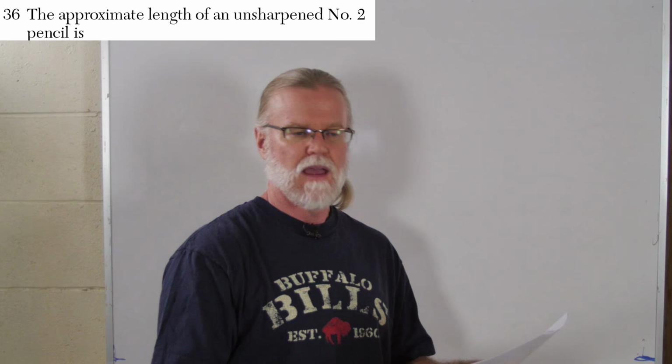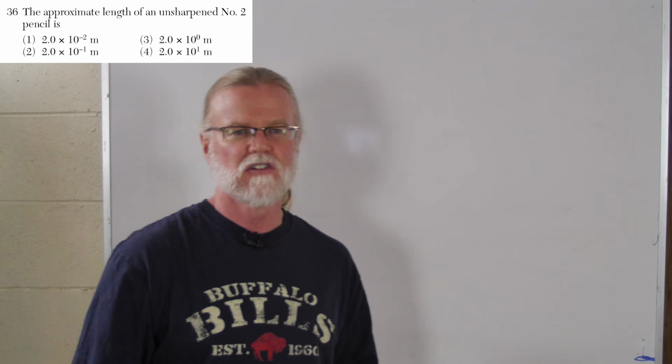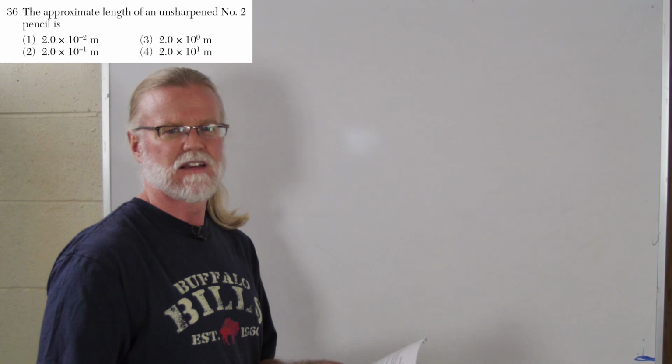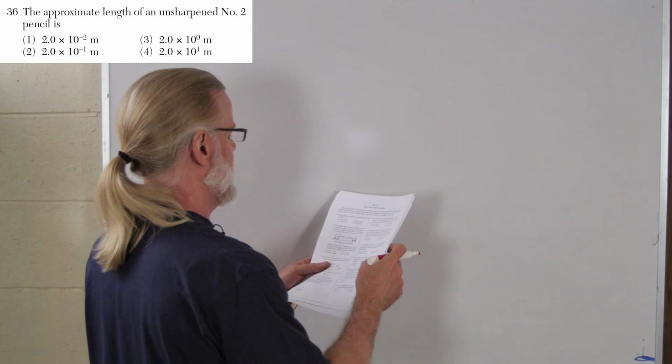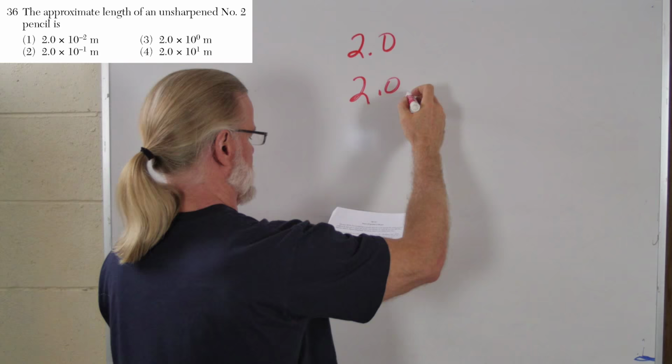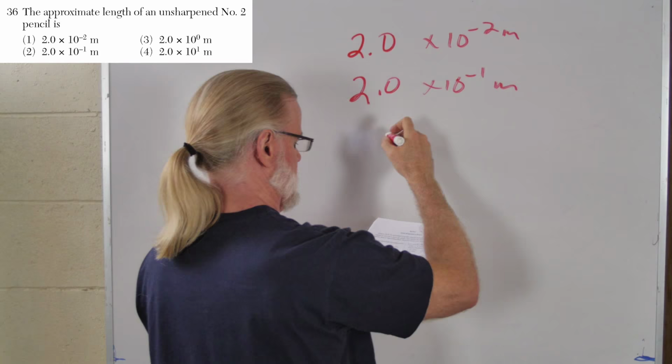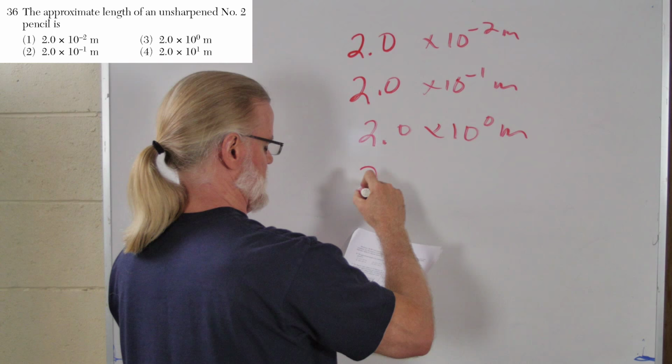Our choices, now these approximation problems are usually just a question of, do you understand what scientific notation is and just the approximate reasonable sizes of things. All of these are 2.0 times 10 to the minus 2 meters, times 10 to the minus 1 meter, times 10 to the 0 meter, and times 10 to the 1 meter.